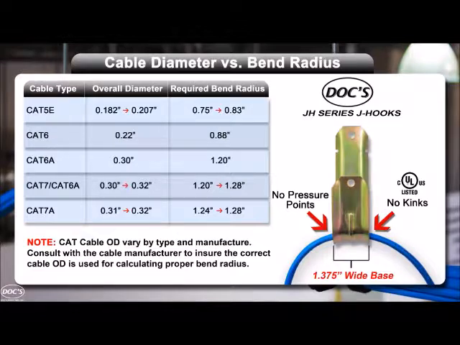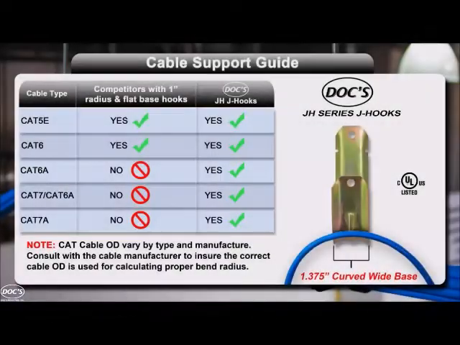Doc's JH series J-hooks have a wide base support and beveled edges that maintain a minimum bend radius of 1.375 inches. A cable support with a 1-inch base creates a situation where the minimum bend radius could be exceeded. Once again, Doc's JH series J-hooks support a minimum bend radius of 1.375 inches, which is optimum for high-speed cables such as Cat7A.